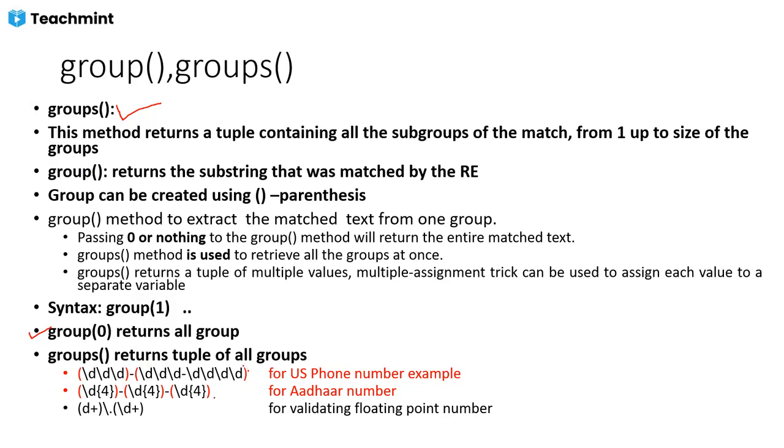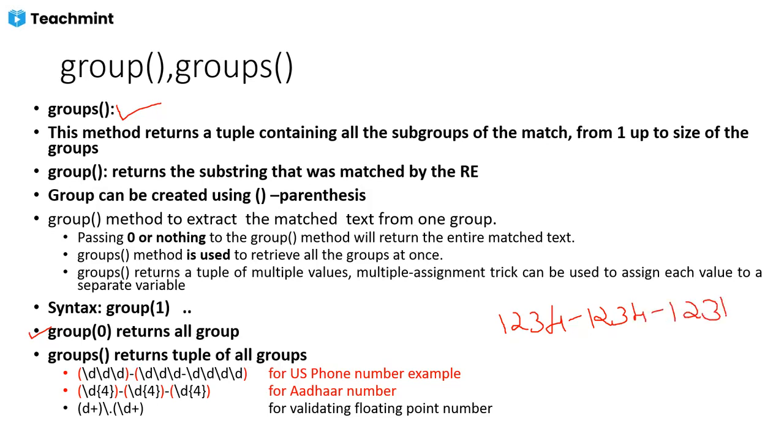Like in our other example, I'll be forming a regular expression in the form of groups consisting of 3 groups. Each group consists of 4 characters separated by hyphens. So the groups method will return all the matches. Group of 0 returns everything again. Group of 1 the first, group of 2 the second, group of 3 the third. For example, if my input is 1, 2, 3, 4, 1, 2, 3, 4, and 1, 2, 3, 4.